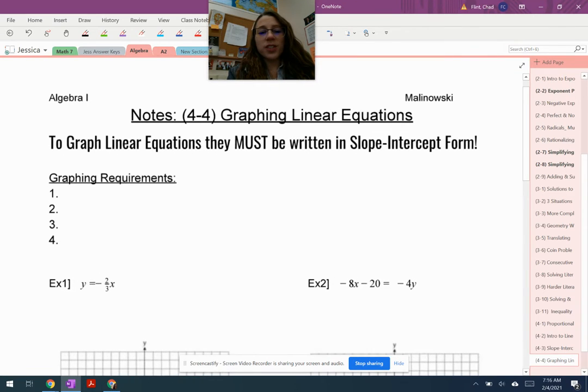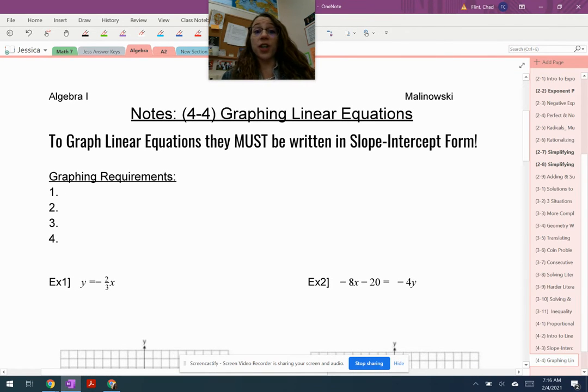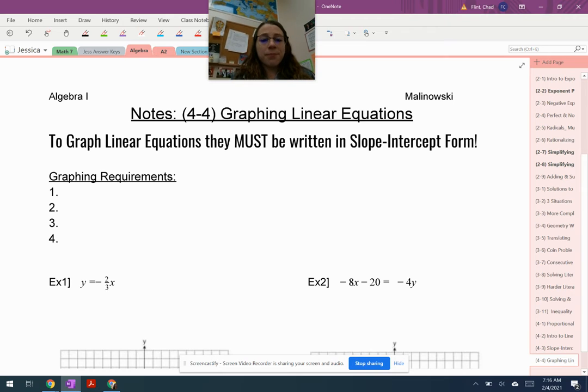Morning, algebra students. Today we are looking at notes for Unit 4, Lesson 4 on graphing linear equations. This is something that you looked at and definitely did in 8th grade, but we're going to revisit it just because, 8th grade, long time ago.